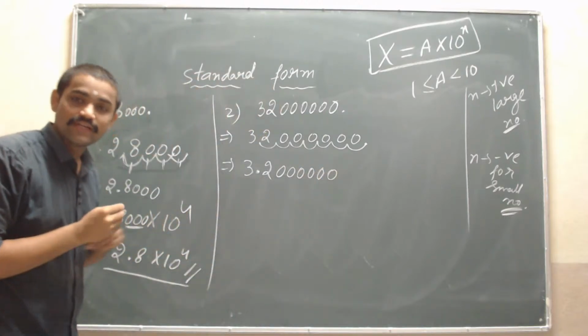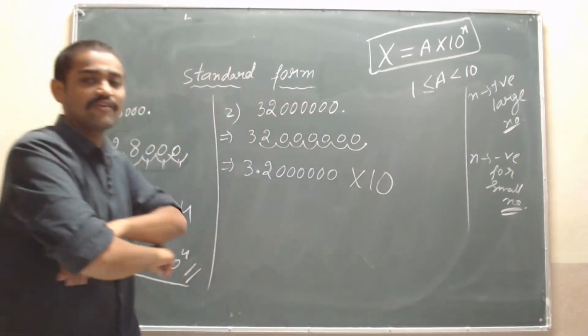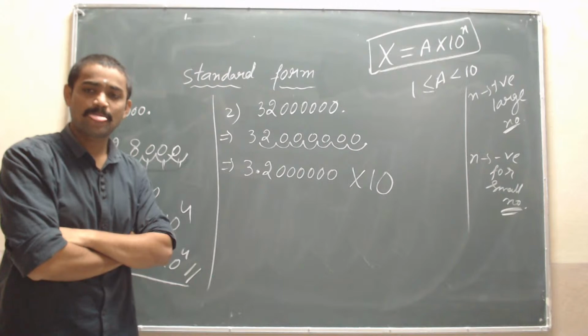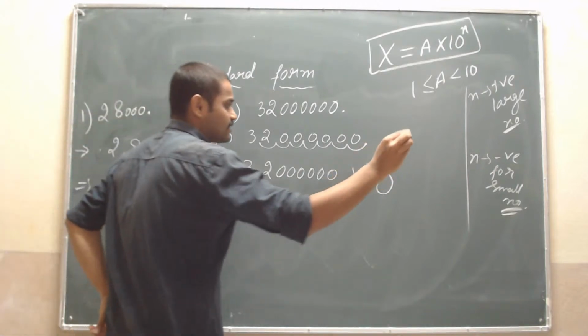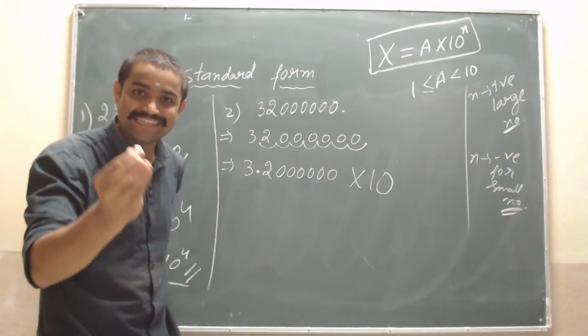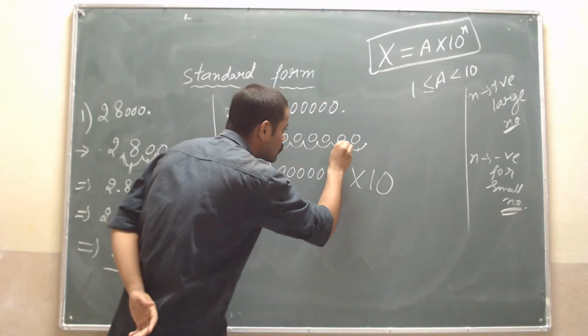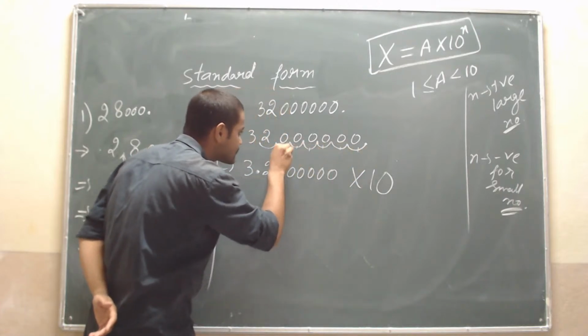Is it clear to you? Then next step, what we have to do? We have to multiply by 10. Then we have to write the exponent. The exponent is the number of jumps. How many times have I jumped here? 1, 2, 3, 4, 5, 6, 7.